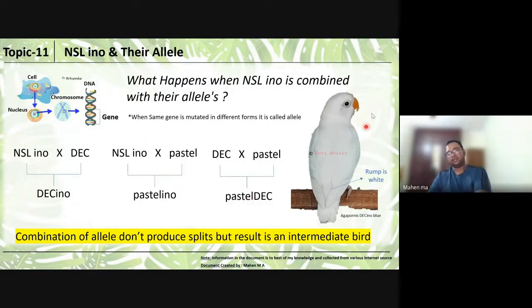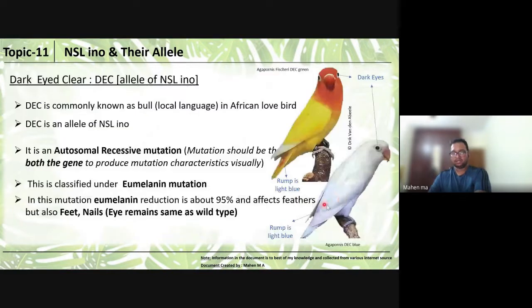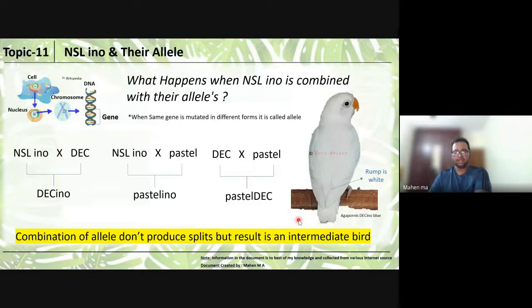Okay, so this is one of the photos which I picked up from one of the hobbyists. You can see the difference. This is a clear deck bird. You can see there is some blue, and also in some places you can see shades of blue. So when you combine with the deck, again you will get an intermediate bird which is in between the deck and NSL.